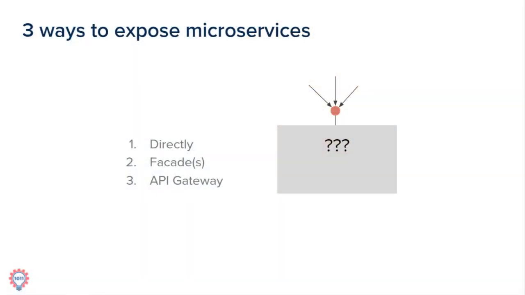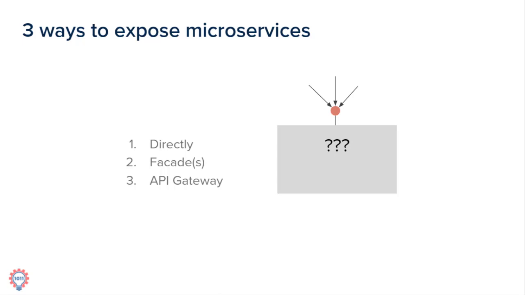Microservices are usually built to be called by applications or to be used by external consumers. The way it's done will determine a lot how the software should be developed and how it can evolve. There are three main ways how you can expose your microservices outside. The first method is to expose all microservices directly.